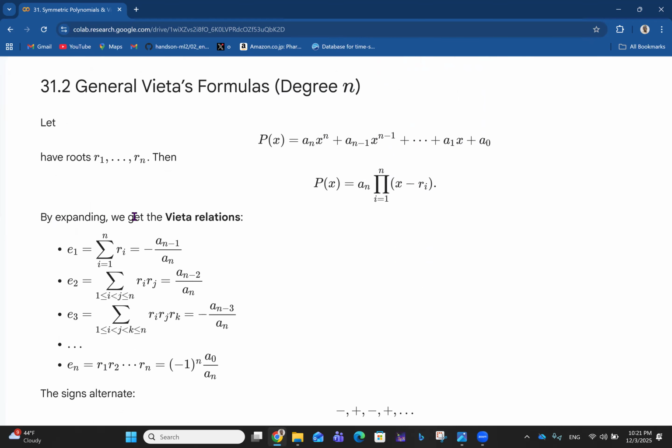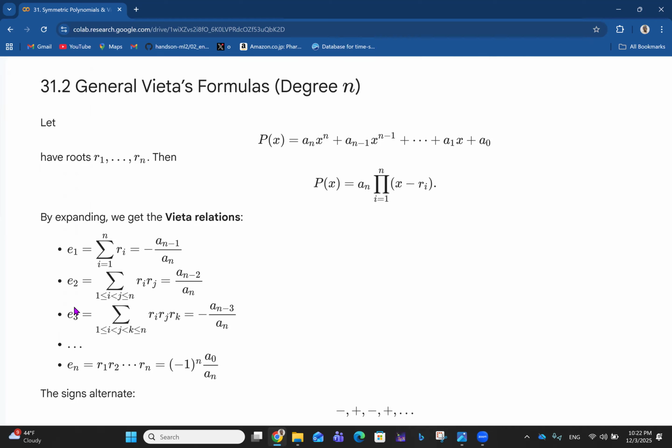So by expanding, we actually get Vieta's relations, that is E1 now. When we expand this, it tells us that E1 is equal to the summation from i equals 1 to n of ri, and that would be minus a_(n-1) all over a_n. So it's like when we have a quadratic, where we have minus b over a normally. So this is going to be minus b over a. And rirj, in that case, is usually c over a. That's like the constant all over a.